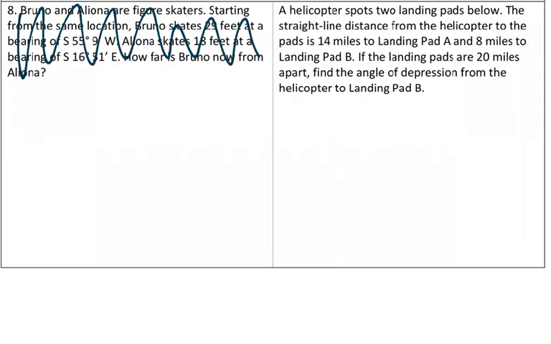Okay, so a helicopter spots 2 landing pads below. The straight line distance from the helicopter to the pads is 14 miles to landing pad A and 8 miles to landing pad B. If the landing pads are 20 miles apart, find the angle of depression from the helicopter to landing pad B. So, I know that's overwhelming, so what I want you to do is pause the video and see if you can draw a picture of the situation. So, try that in 1, 2, 3.